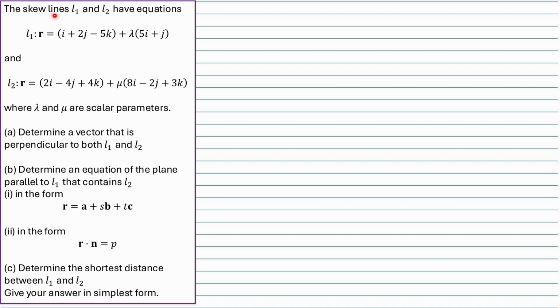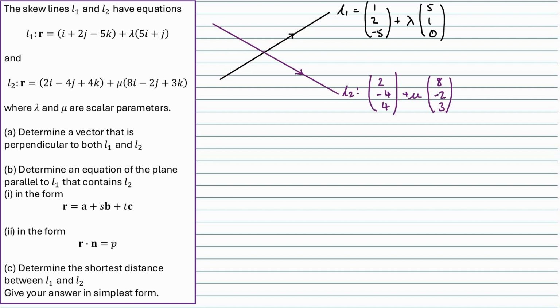So we're told that two skew lines, L1 and L2, have these equations given in parametric form. So if they're skew lines, we'll sketch L1, and I'm writing the equation in column vector form because I find that easier to handle. Now L2 is neither parallel nor does it intersect with L1. So we can imagine this line being beneath L1, so we have a vertical distance between them. So they don't intersect and they're not parallel.